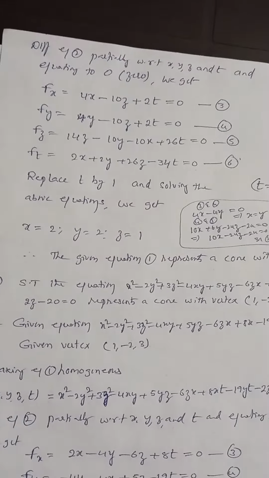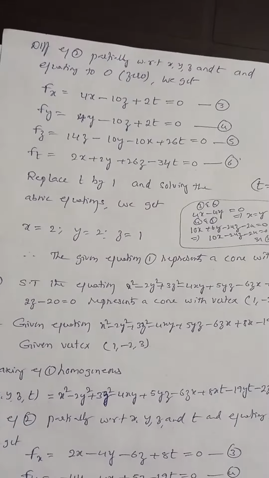Similarly, the second problem also. Show that the given equation x square minus 2y square plus 3z square minus 4xy plus 5yz minus 6zx plus 8x minus 19y minus 2z minus 20 is equal to 0 represents a cone with the vertex 1 comma minus 2 comma 3. Right? Now the same procedure.